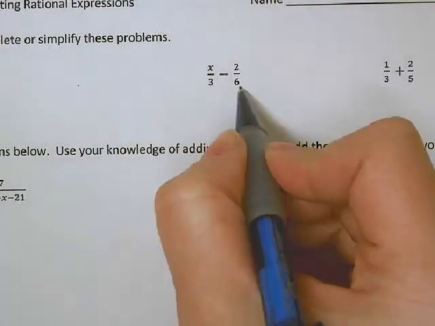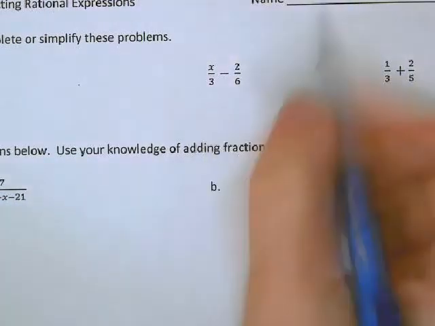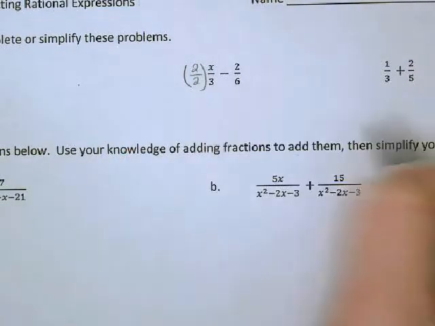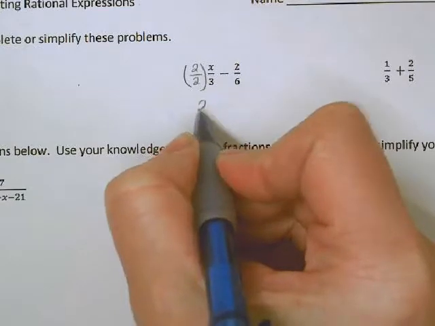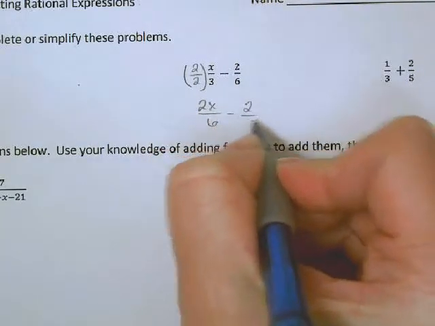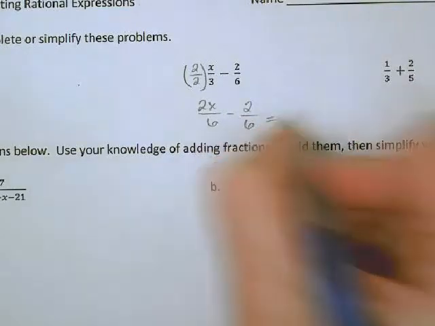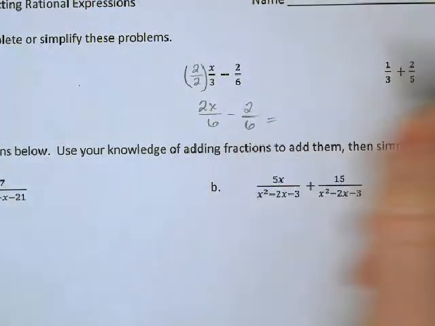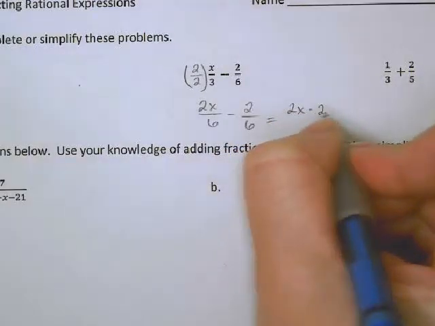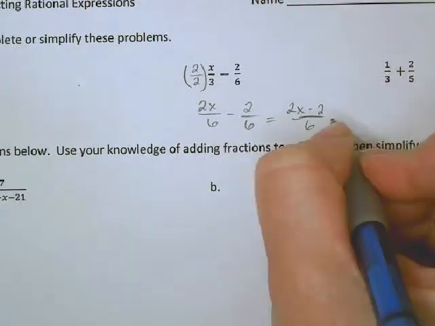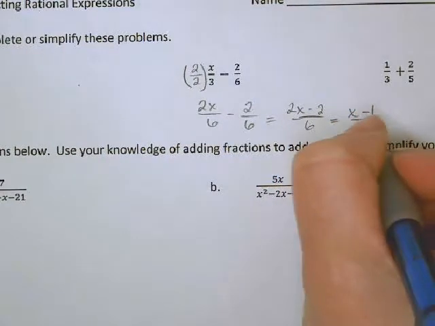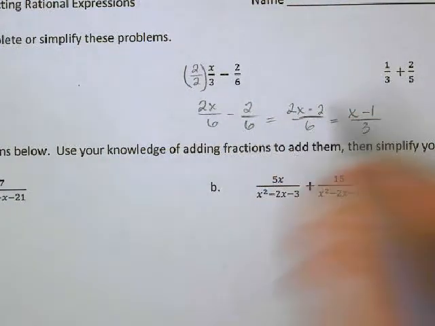We have 3 and we have 6. So in this particular case, what we can do is multiply the first one by 2 over 2. And that will give us 2x over 6 minus 2 over 6. Keeping in mind that 2x and 2 are not like terms, 2x minus 2 over 6. That can also be reduced to x minus 1 over 3, since each of those terms is divisible by 2.